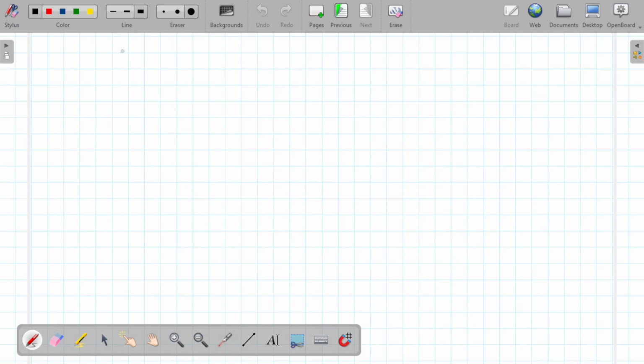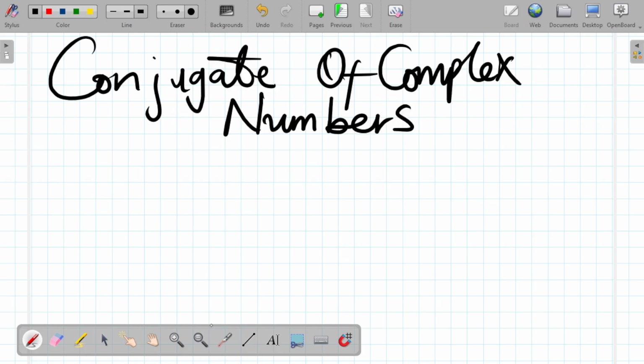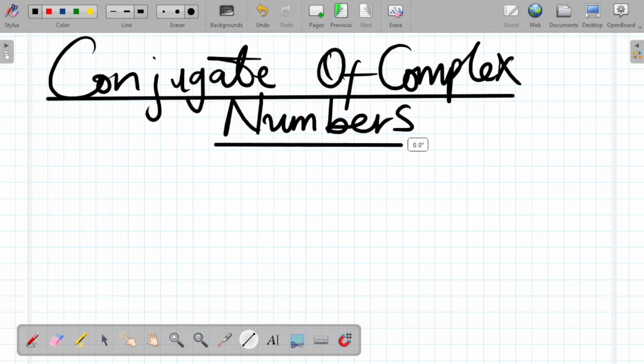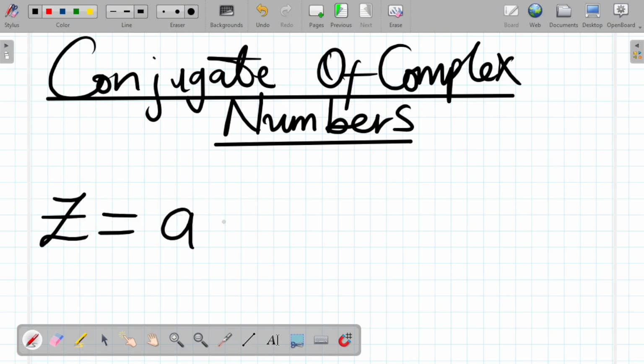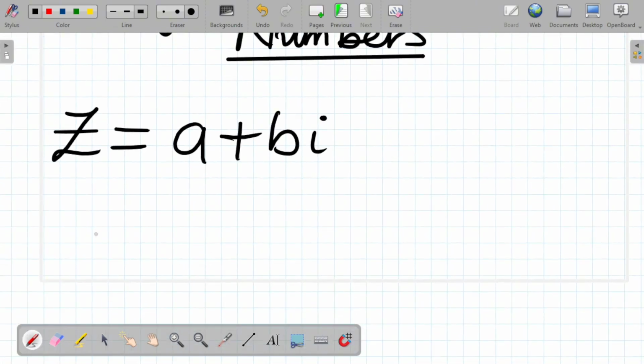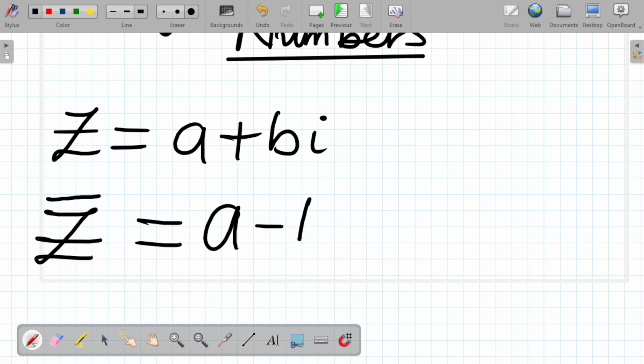Alright, so quickly let's look at the conjugate of complex numbers. The conjugate of a complex number is obtained by changing the sign of the imaginary part. So if z is equal to a plus bi, and we are asked to find the conjugate of z, what do we do? The conjugate of z is written as z with a bar at the top. It is equal to, you change the sign of the imaginary part. The imaginary part here is bi, and the sign attached to it is positive. So it becomes a minus bi.